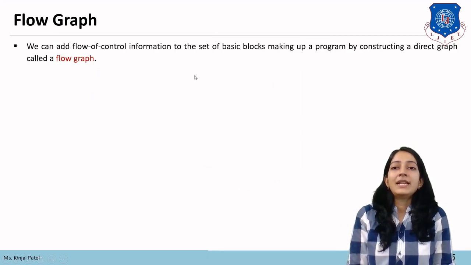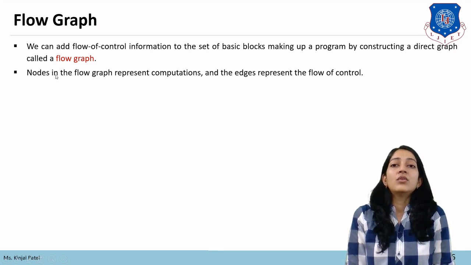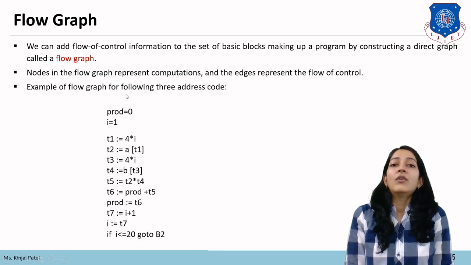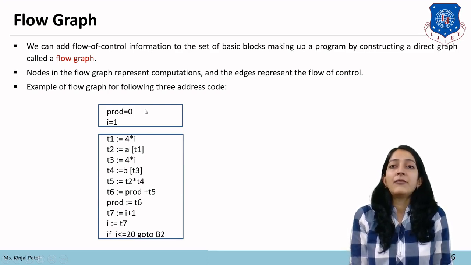Now next topic is the flow graph. We can add flow of control information to the set of basic blocks making up a program by constructing a directed graph called a flow graph. Nodes in the flow graph represent computations and the edges represent the flow of control. Here is an example of flow of control for the following three address codes. Here is the first basic block and here is the second basic block which we have formed.